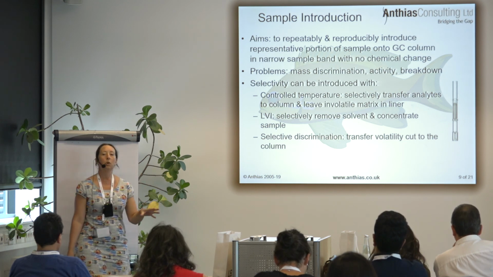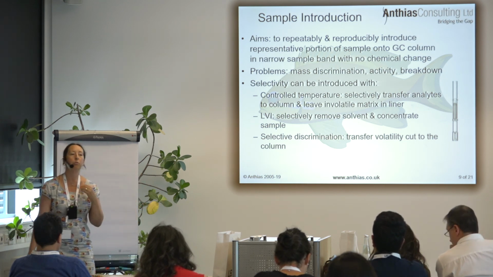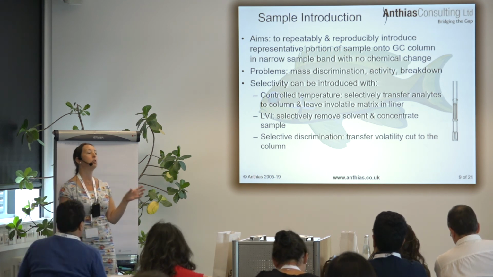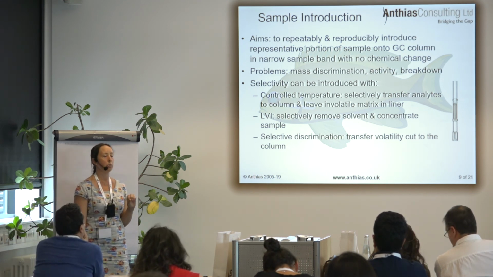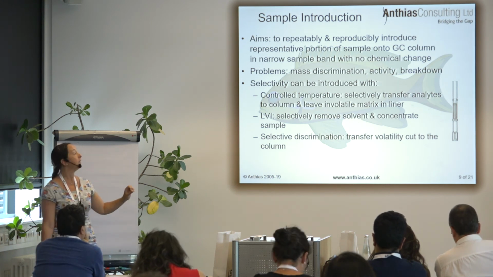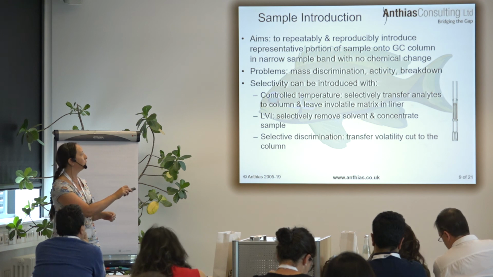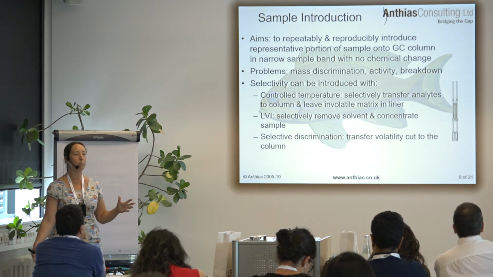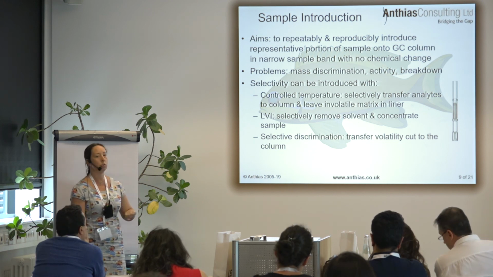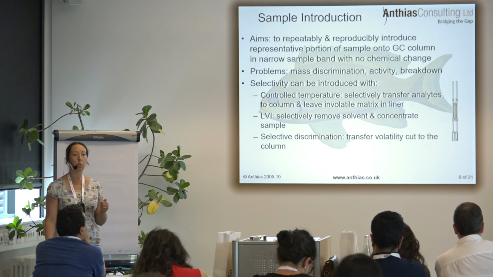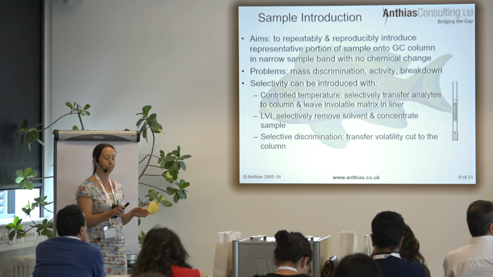Now, selective discrimination also can be used further than that, because what we can do is very selectively take our volatility cuts from our inlet and transfer only those to our GC column. So already in this example here, the controlled temperature is removing the back end of our sample, the higher molecular weight cut. Large volume injection is removing the solvent, which is very volatile. So we can then extend that further.